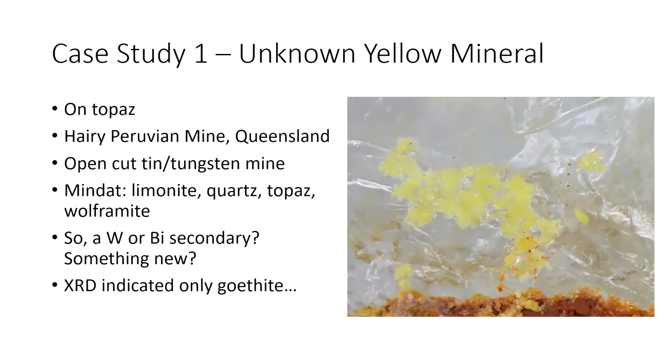So for me, the geological environment and the thinking that I had was that maybe this was some sort of bismuth or tungsten secondary mineral. I couldn't find anything that really matched, but I was keen to find out what it was. When I did manage to get a piece XRD'd, it showed only goethite. This was Ralph Bottrell in Tasmania that did the analysis. I spoke to Ralph and I said, goethite just doesn't sound right for crystals that are transparent, lustrous, and that color.